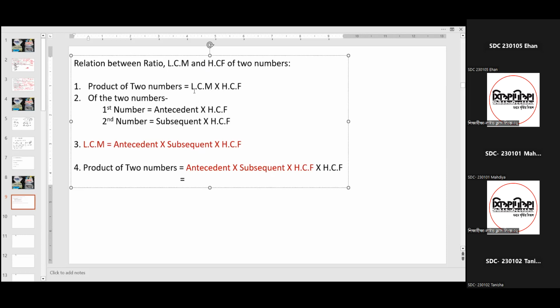And now let's go to the third one. LCM is equal to what? This one, right? Antecedent into subsequent into HCF. So I just replace this LCM with this one. So how many HCF are going to be there? Two, right? Got it. So now we can write that.